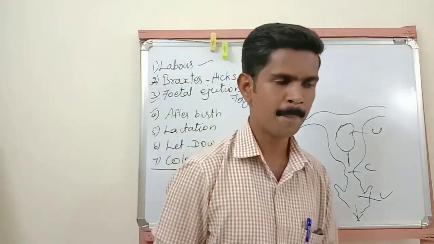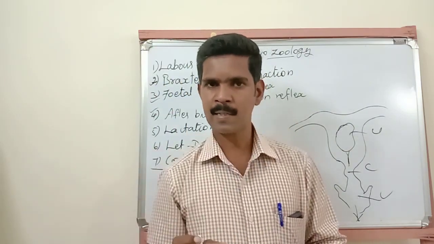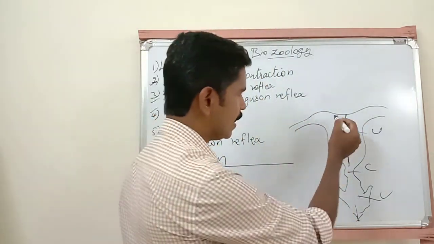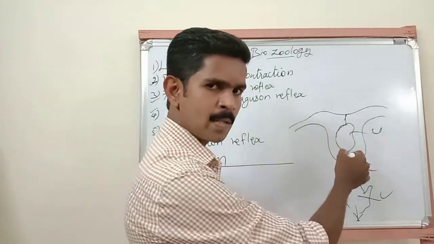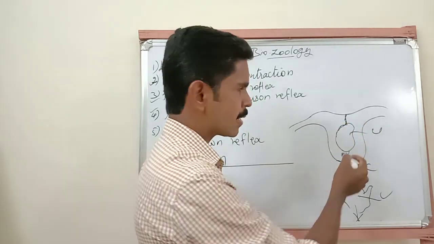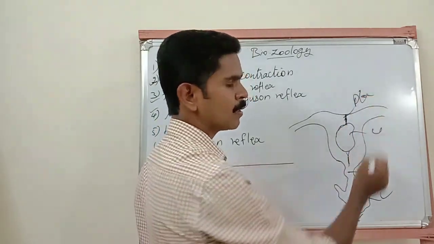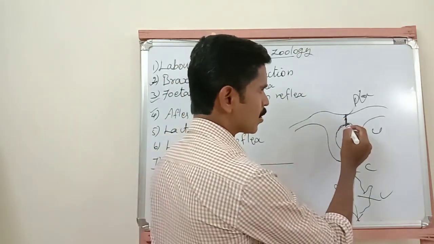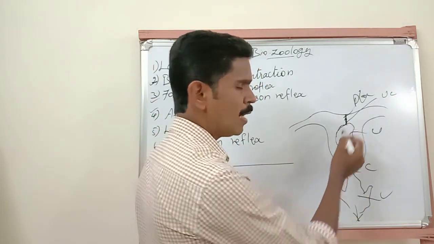Then, next question, after birth. The tube connecting the fetus with the mother is called placenta. You all know that. This is the wall of the uterus region, this is the fetus. When the baby is developing inside the uterus of the mother, the baby receives everything, food, respiratory gases, from the mother through this tube. This tube is called placenta. The end portion of this placenta is called umbilical cord.